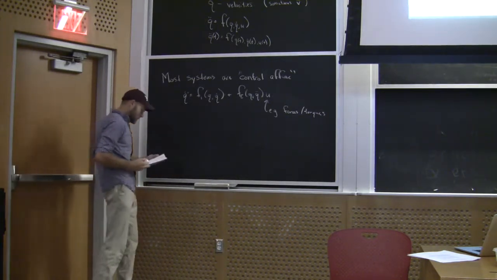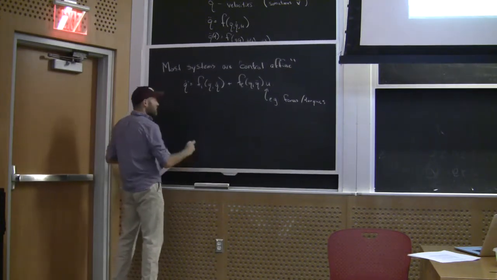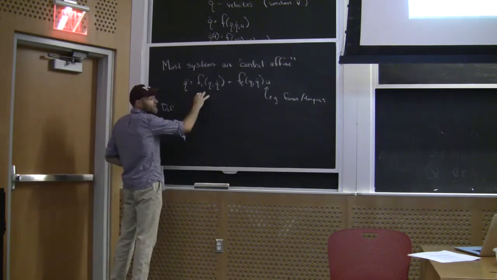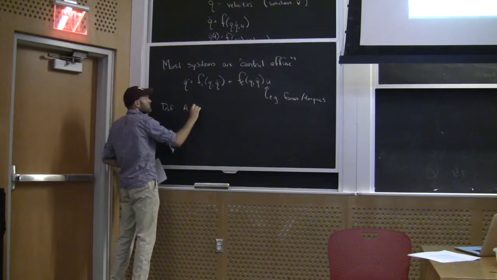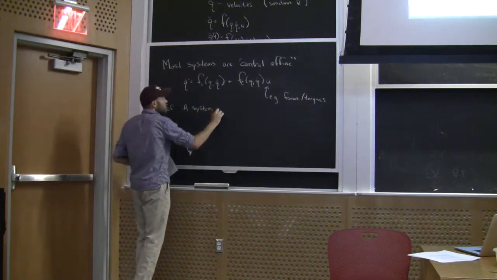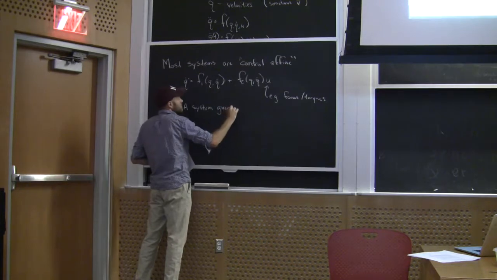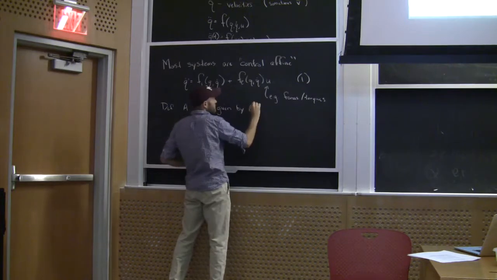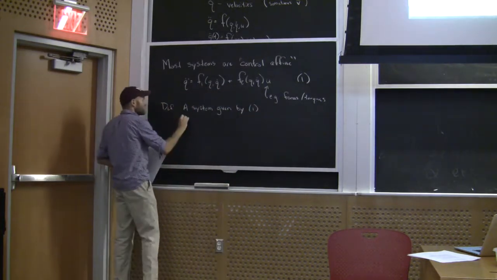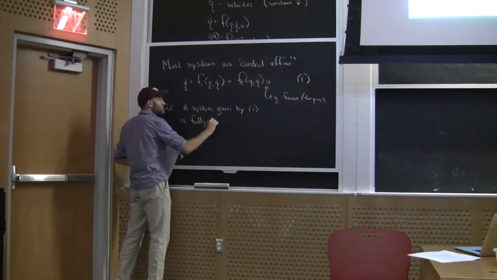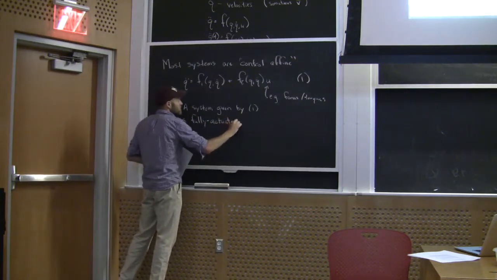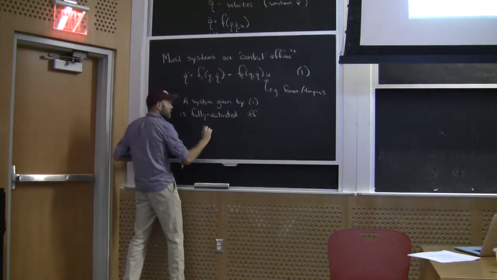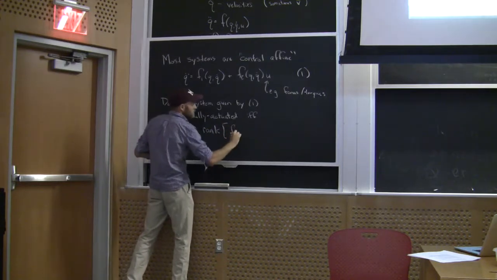All right, so this is enough structure for me to at least define underactuated in a very, I think, very intuitive way. Okay, so we're going to say that a system given in this form, call this equation 1, is fully actuated. Let me define fully actuated first. Let me write it down and then we'll make sure it makes sense.